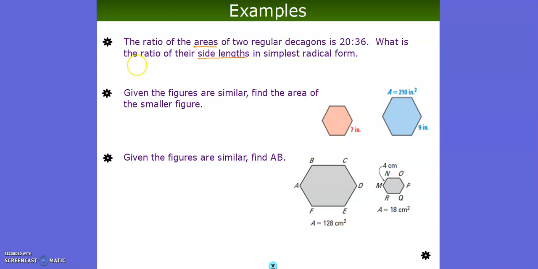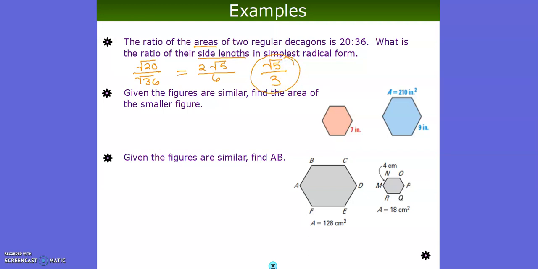So I'm going to start off with the square root of 20 over the square root of 36 and see if I can simplify to get a ratio. The simplification of square root of 20 will be 2 radical 5, and the square root of 36 is 6. We can simplify this further to find our ratio, square root of 5 over 3.